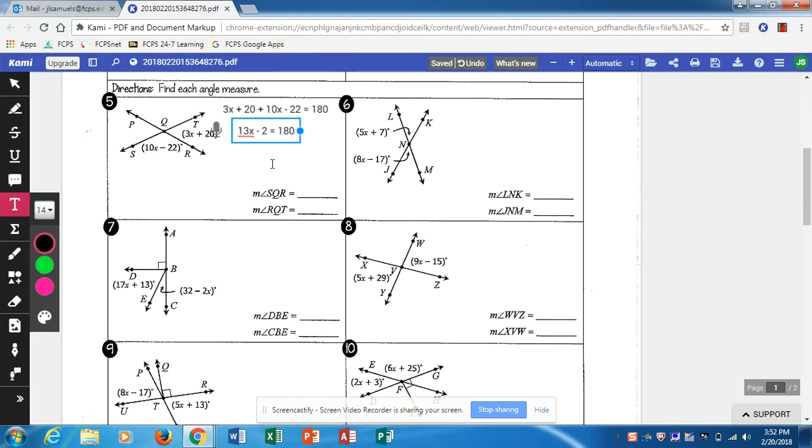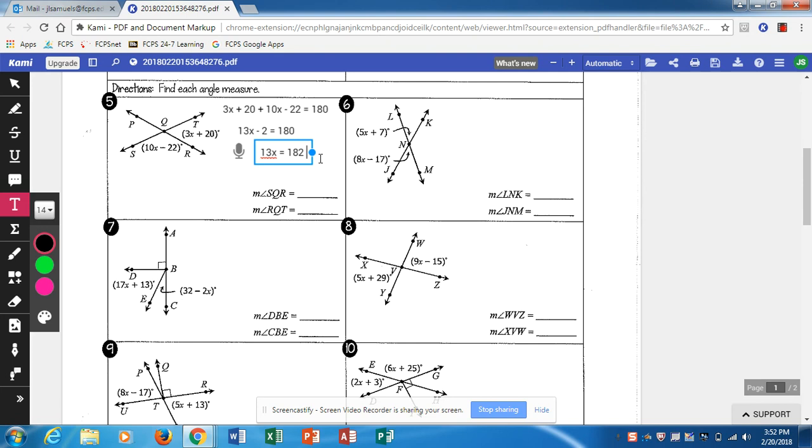So now to finish off this problem, we subtract 2 from both sides. And when we subtract 2 from both sides, we end up with 13x. We add 2 to both sides. When we do that, we end up with 13x equals 182.